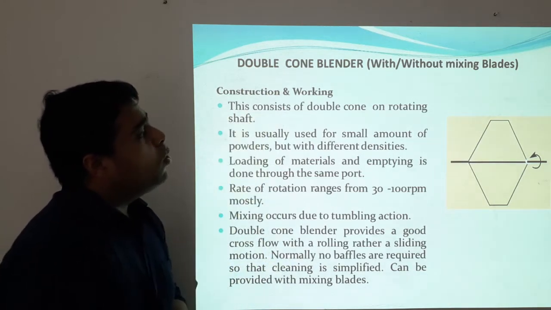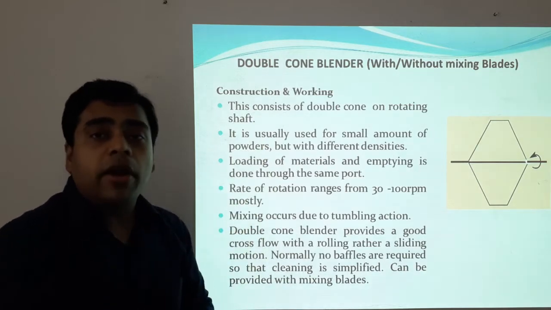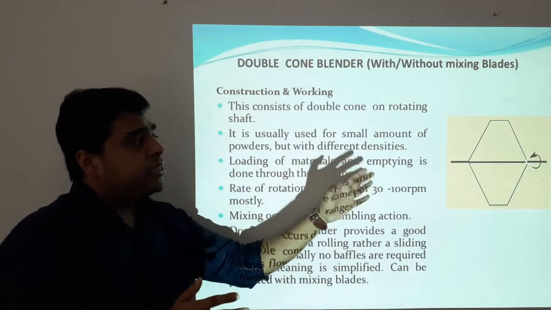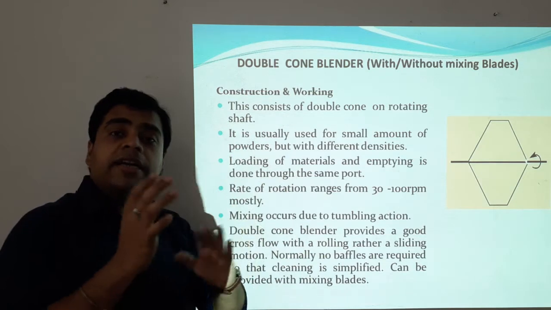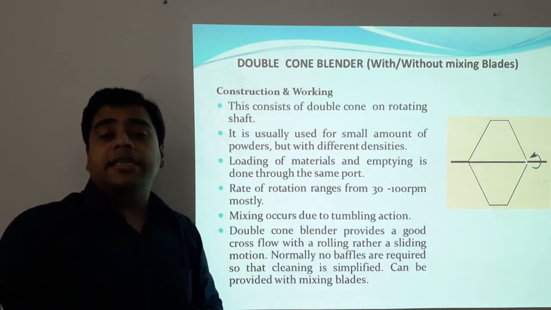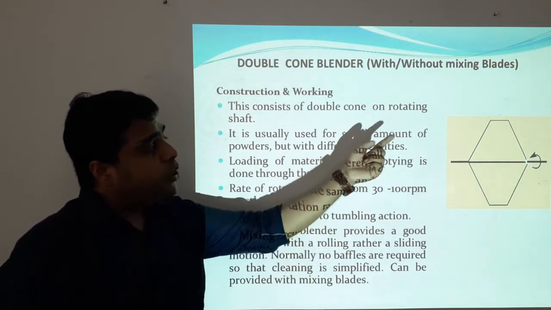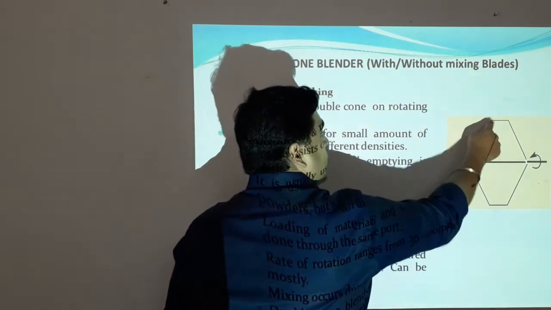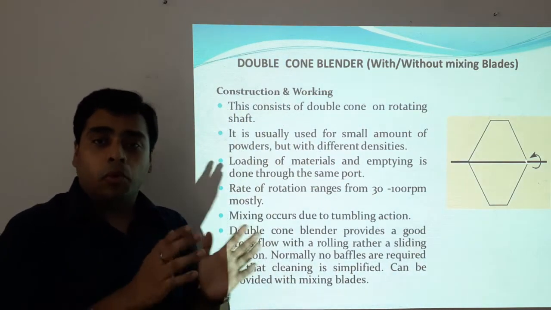It consists of a double cone on a rotating shaft. It is usually used for small amounts of powders but with different densities. This particular blender can be used for different categories of powders with different densities, but not that great a volume. Loading and emptying of materials is done through the same port. This is where the port is. So loading and unloading of the materials can be done with the same port.